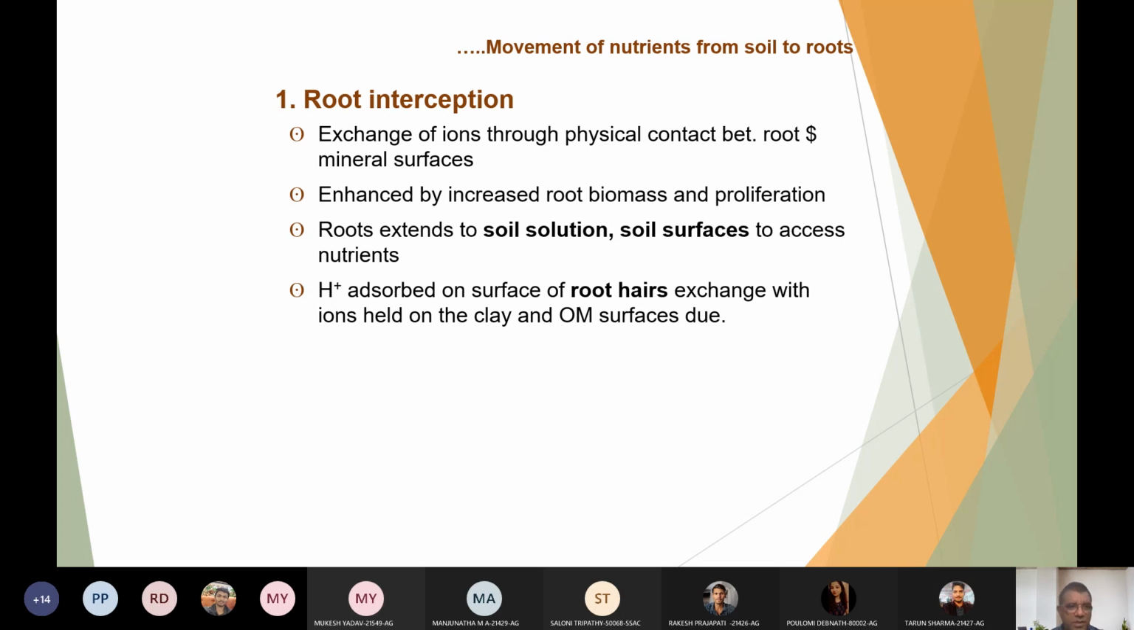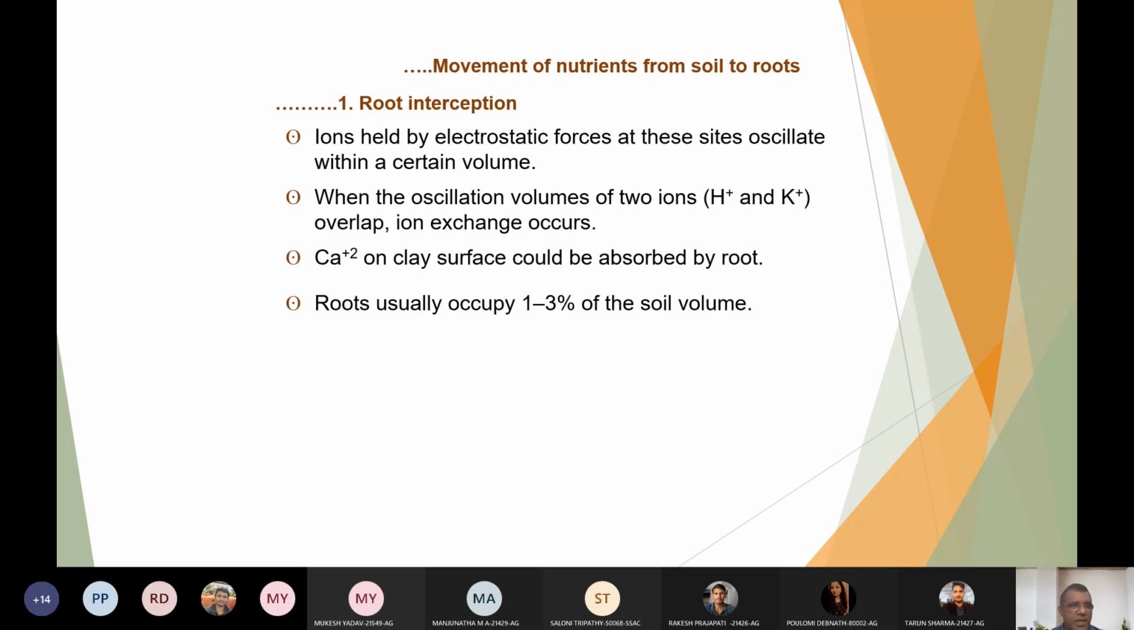So you know this is quite common there. Hydrogen ions are adsorbed on the surface of root hairs. They can exchange for positively charged ions from the clay complex or from the humus. Ions held by electrostatic forces. This point is very important. Ions held by electrostatic forces at these sites oscillate within a certain volume. When the oscillation volumes of two ions, say hydrogen and potassium, that want to exchange, overlap, ion exchange occurs.